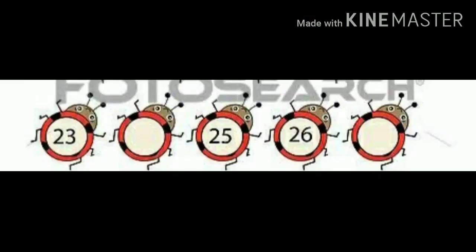Now look, one more example. Counting starts from 23 and we have to find the missing number after 23. So what will come after 23? 24. Now say the counting again. 23, 24, 25, 26 and then what will come after 26? 27. We have found the missing numbers. Very good.